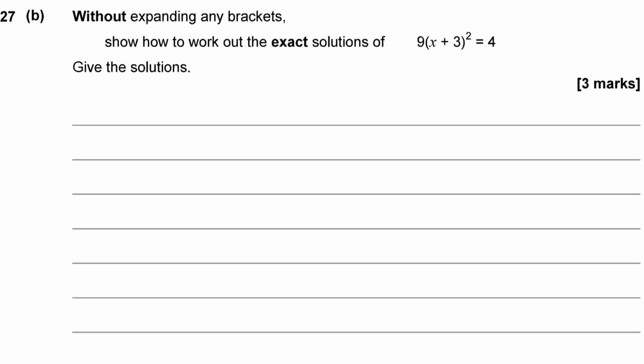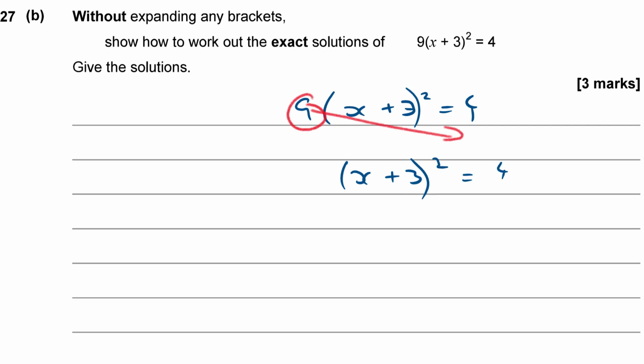Right, without expanding any brackets, show how to work out the exact solutions of 9 lots of (x plus 3) all squared equals 4. Okay, so how would we work this out without expanding any brackets? Well, rather than expanding the brackets, we can first of all divide by 9. So we'll take the 9 lots of (x plus 3) all squared equals 4. First, let's cross multiply that 9 to the other side. So we're going to get (x plus 3) all squared equals 4/9. Then if we root both sides, take the square root of (x plus 3) all squared, I'm going to get x plus 3.